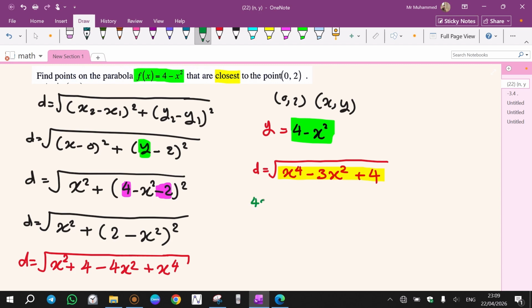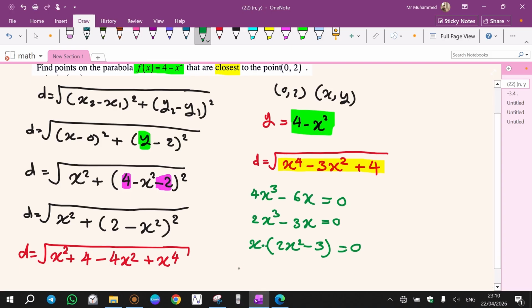Derivative of inside is 4x power 3 minus 6x. And then derivative equal to 0, both divisible by 2. 2x power 3 minus 3x equal to 0. Now take x as common factor. x, what's remaining? 2x squared minus 3 equal to 0. Between x and the bracket is multiplication, so we get the first solution, x equal to 0. This is the first solution, but this is not going to be minimum. Minimum is from the bracket. Now I solve the bracket.